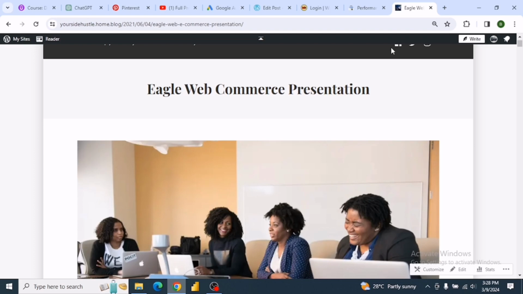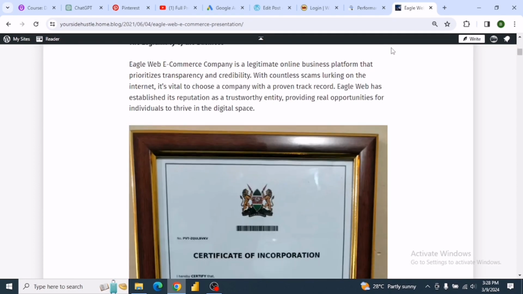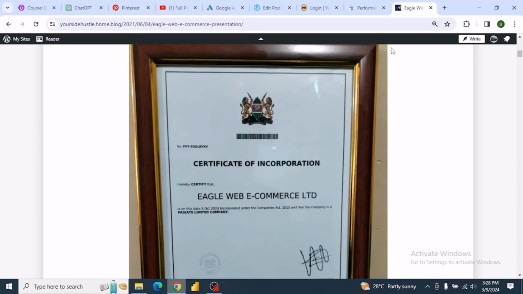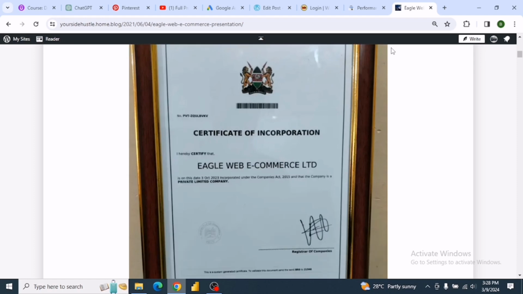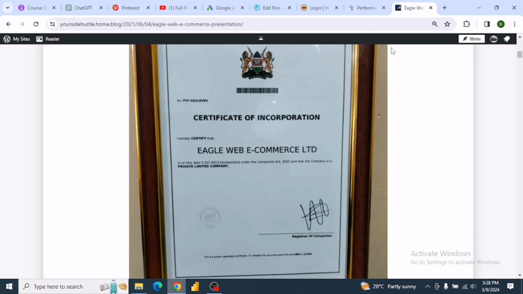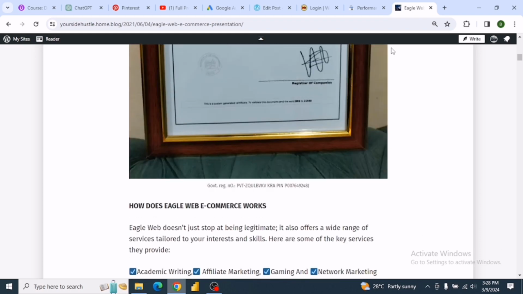Before we get started, let's check out the legitimacy of the company. This is the certificate of incorporation, meaning that Eagle Web pays taxes and is registered under the Companies Act of Kenya. If you want to confirm this, you can visit any Huduma Center and confirm the registration number, that is PV ZQULPVKV.